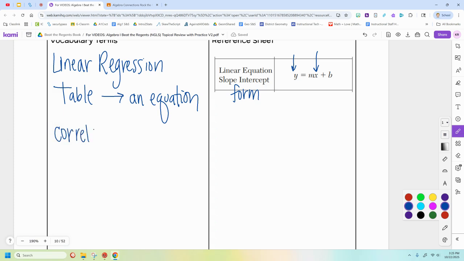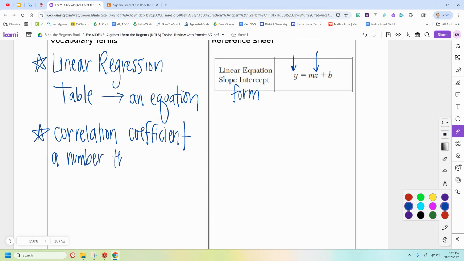Correlation coefficient is a number that describes, or you could even say scores, how good your equation fits.